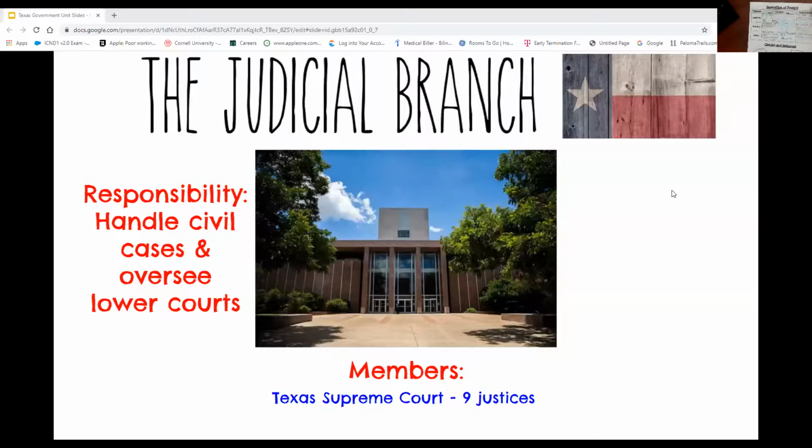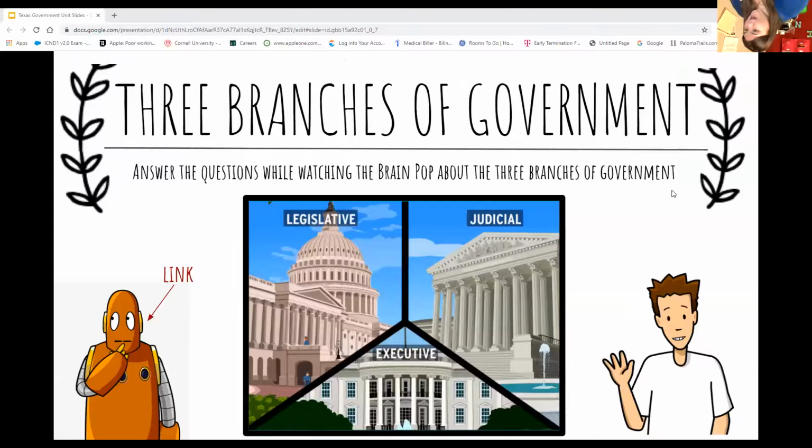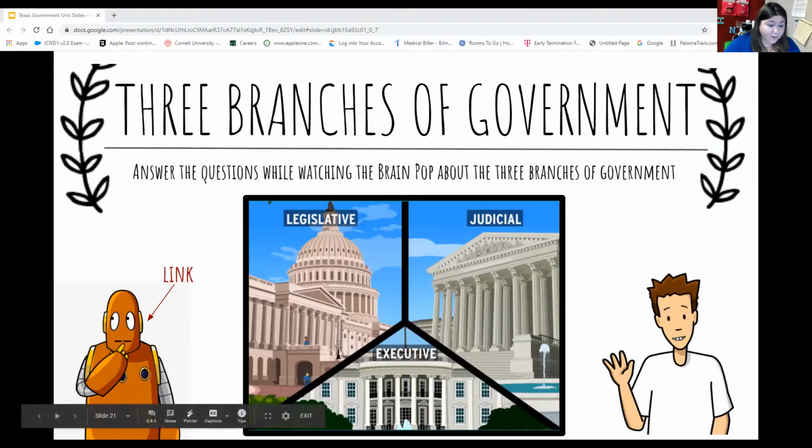Okay, so right here we have the 3 branches of government, and this is kind of what we have looked at. Our 3 branches of government are our legislative branch, the laws, our judicial branch that judges or interprets the laws, and our executive branch, which is there to enforce those laws for our nation, depending on where we are.